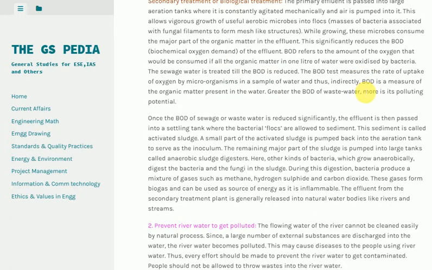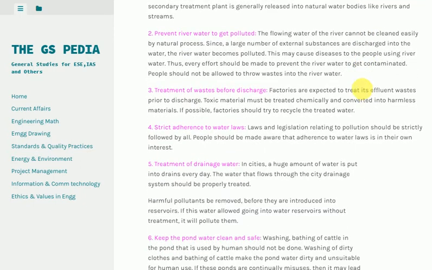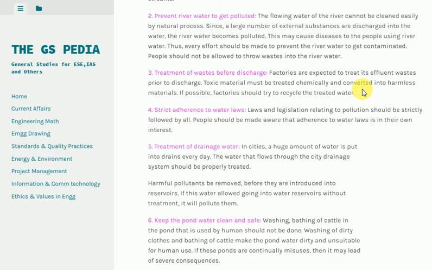2. Prevent river water from getting polluted. The flowing water of the river cannot be cleaned easily by natural process. Since a large number of external substances are discharged into the water, the river water becomes polluted. This may cause diseases to the people using river water. Thus, every effort should be made to prevent the river water from getting contaminated. People should not be allowed to throw wastes into the river water.